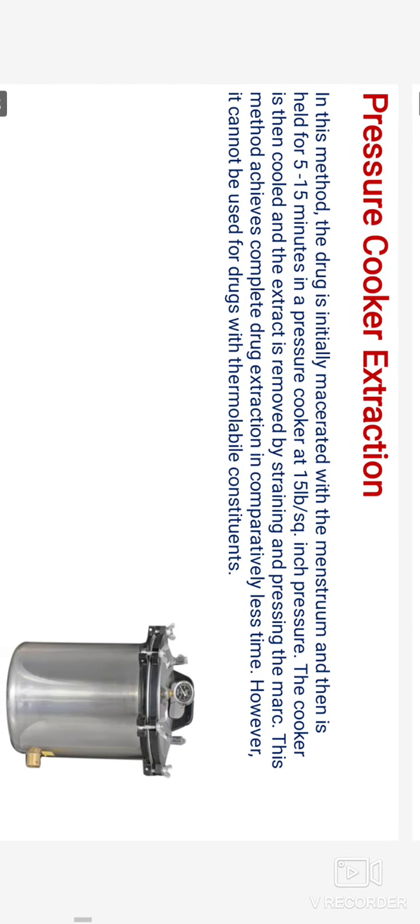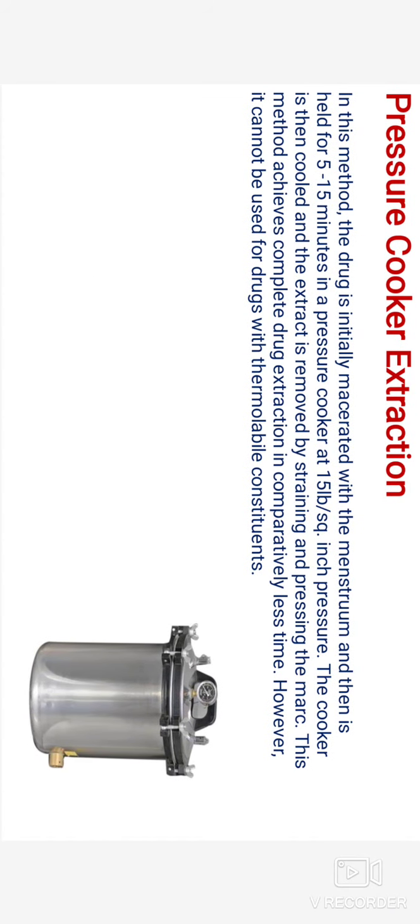And next, pressure cooker extraction. You can see this image of a pressure cooker. In this method the drug is initially macerated with the menstruum and then is held for 5 to 15 minutes in a pressure cooker at 15 lb per square inch pressure. The cooker is then cooled and the extract is removed by straining and pressing the marc. This method achieves complete drug extraction in comparatively less time. However, it cannot be used for drugs with thermolabile constituents. Okay, this is the autoclave machine, that is the pressure cooker extractor used in the laboratory.